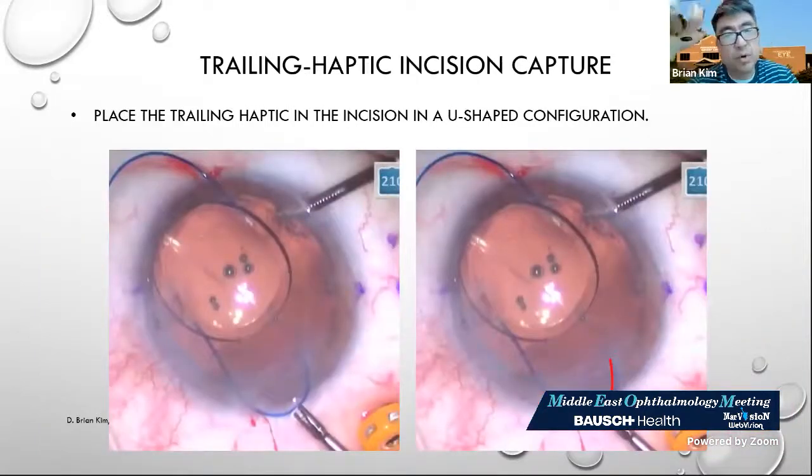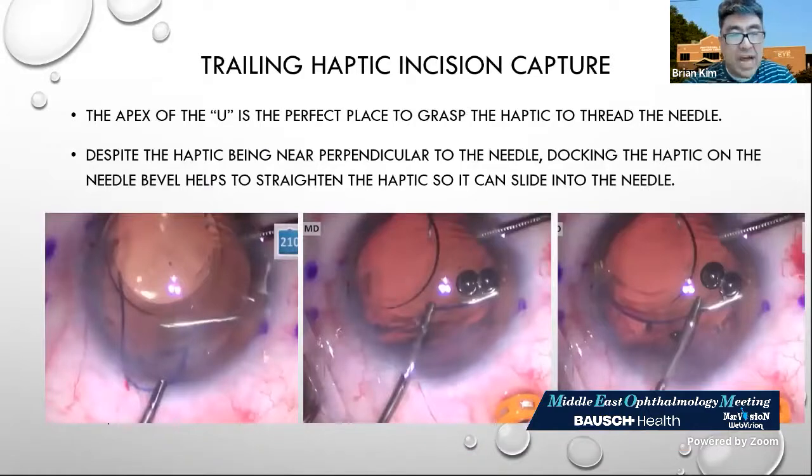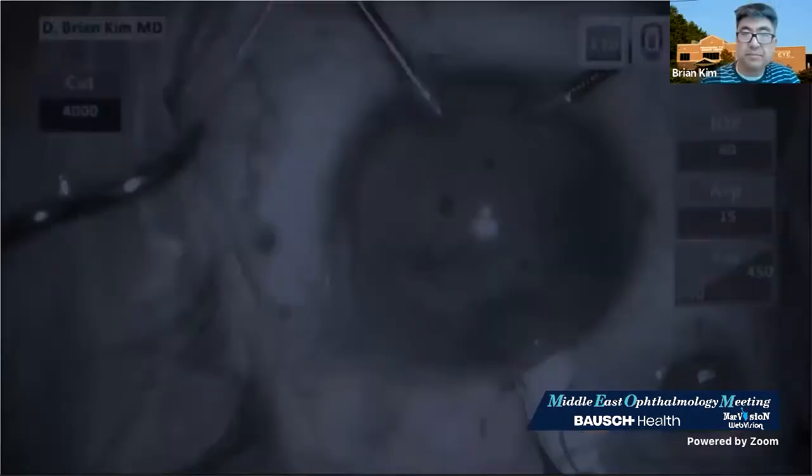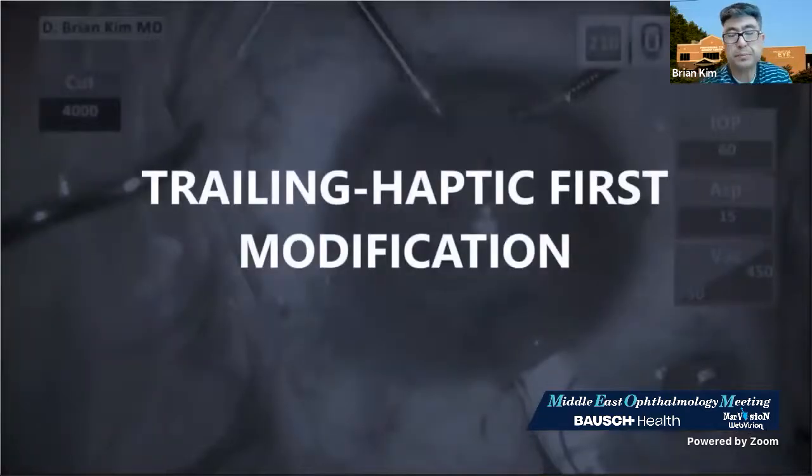And what makes it even easier is to place the trailing haptic through the incision in a U-shaped configuration. And then you're able to grasp the apex of the U, and it happens to be the perfect distance of haptic to thread the haptic into the needle. And you can see, even though it's fairly perpendicular, you're able to take advantage of the docking principle, flattening out the haptic on the bevel and then straightening it out. And you can see this here.